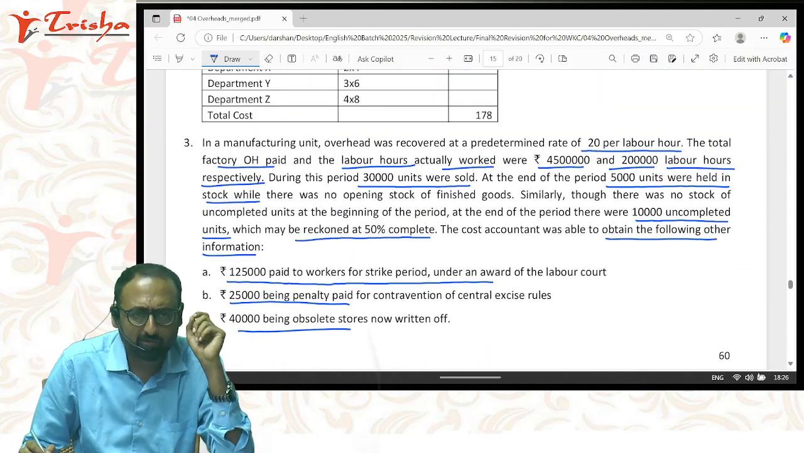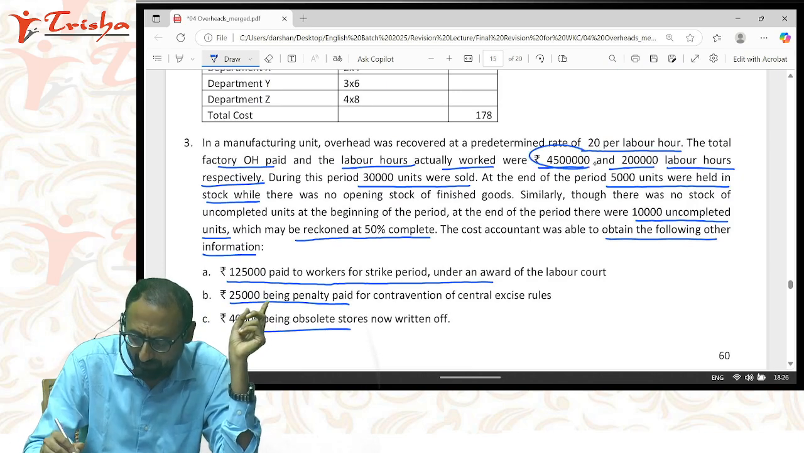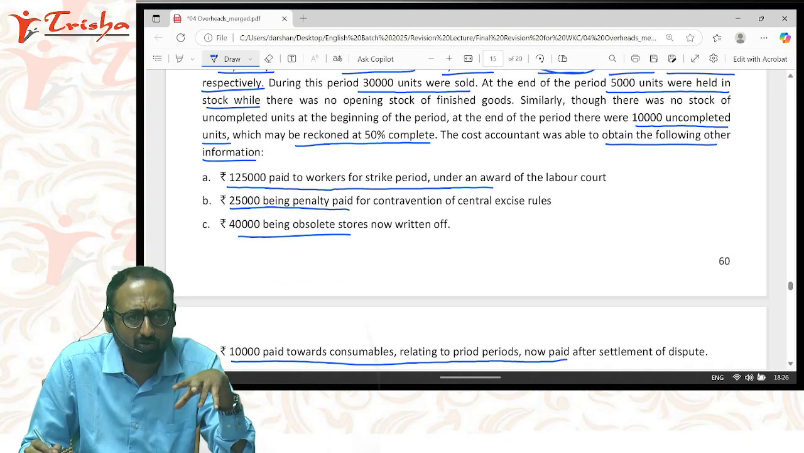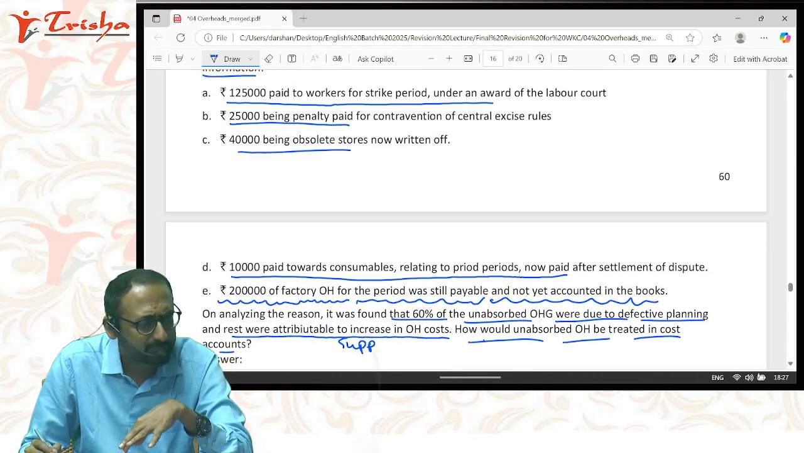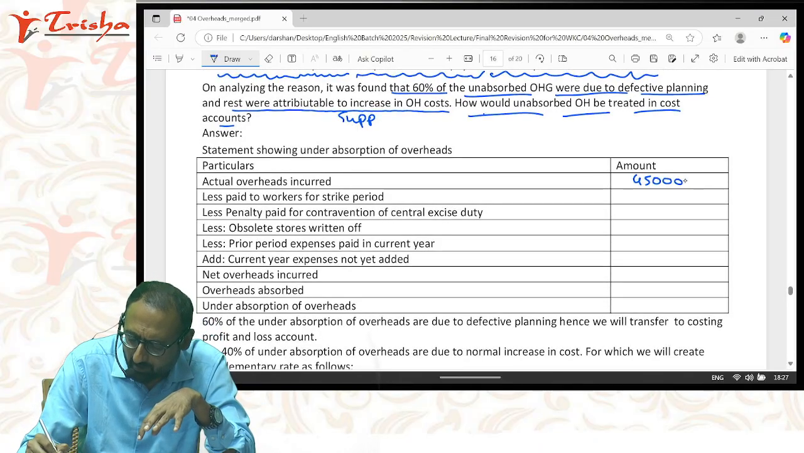How much is the actual overhead incurred? Read quickly. Is it 45 lakhs? And what will you do about all this adjustment? Will you add or deduct all these adjustments? Except the last one, all adjustments will be deducted. Correct, guys? So tell me, how much is the actual overhead incurred? Is it 45 lakhs?